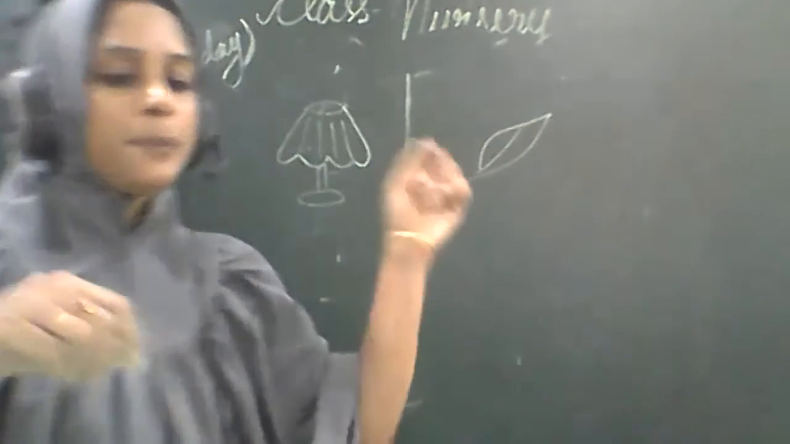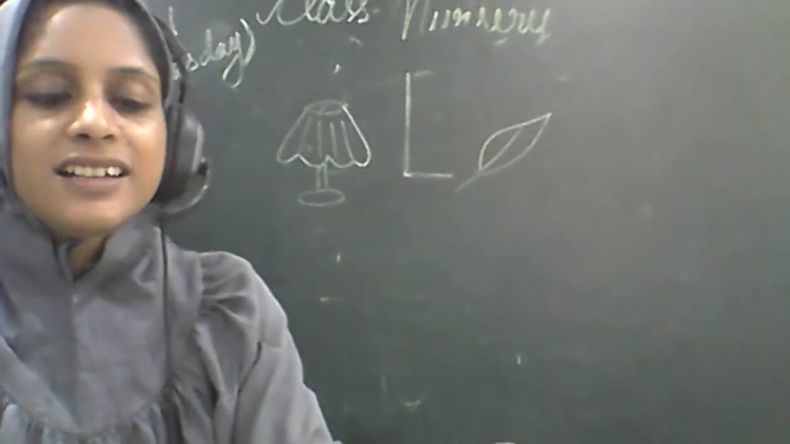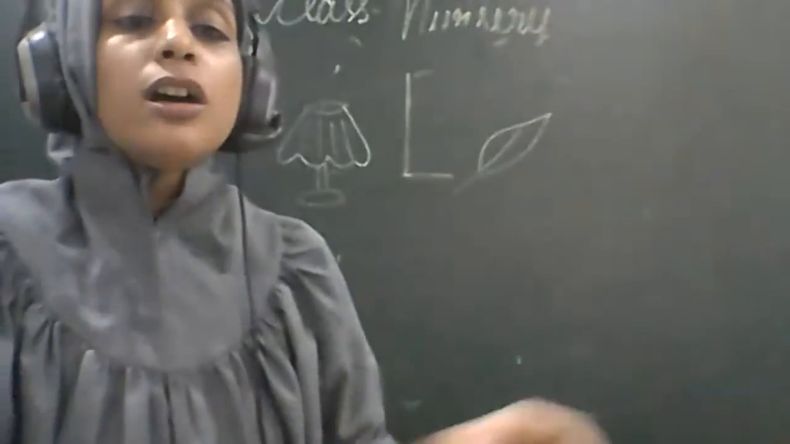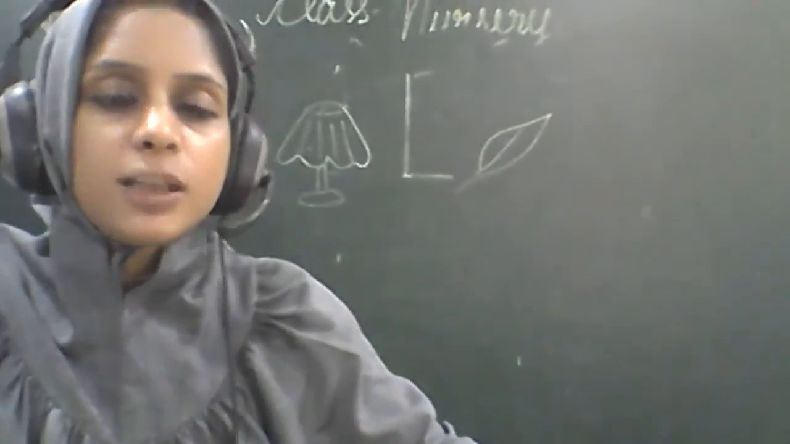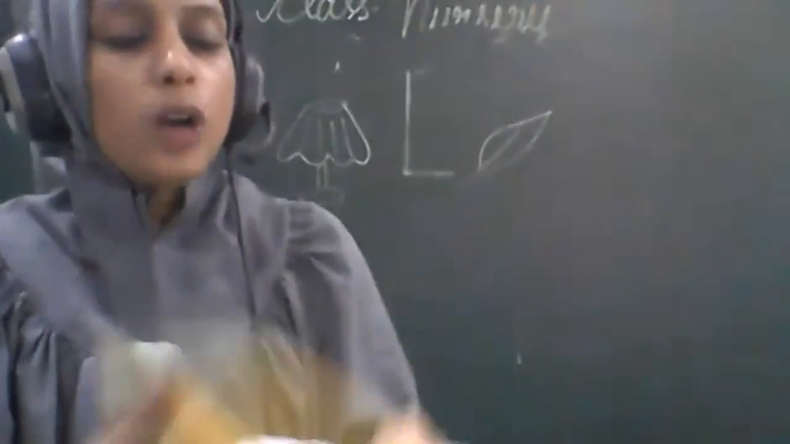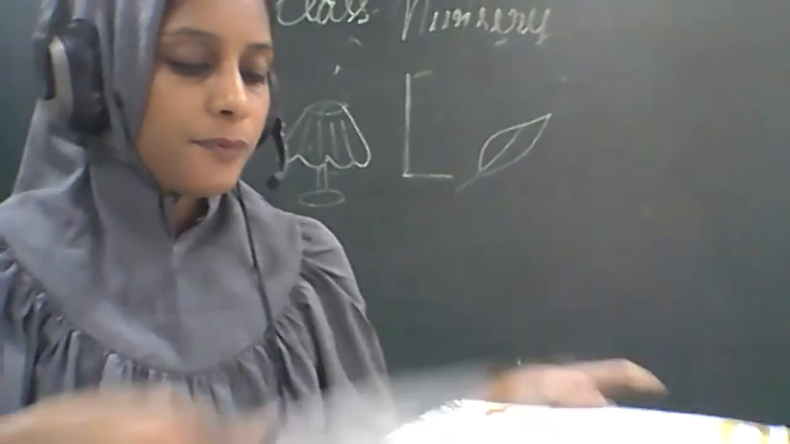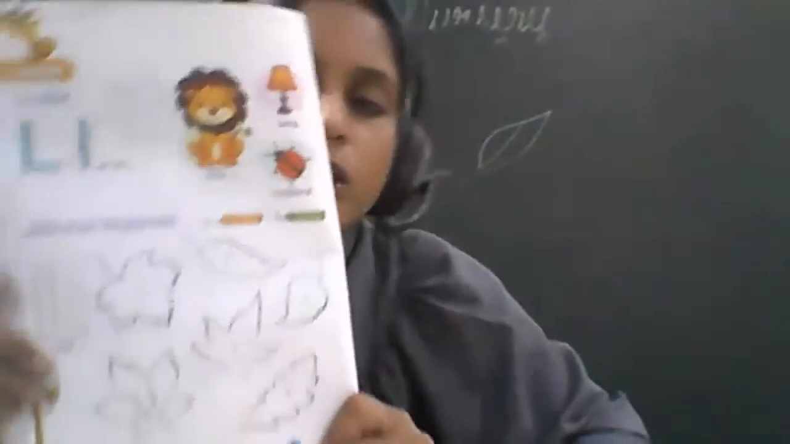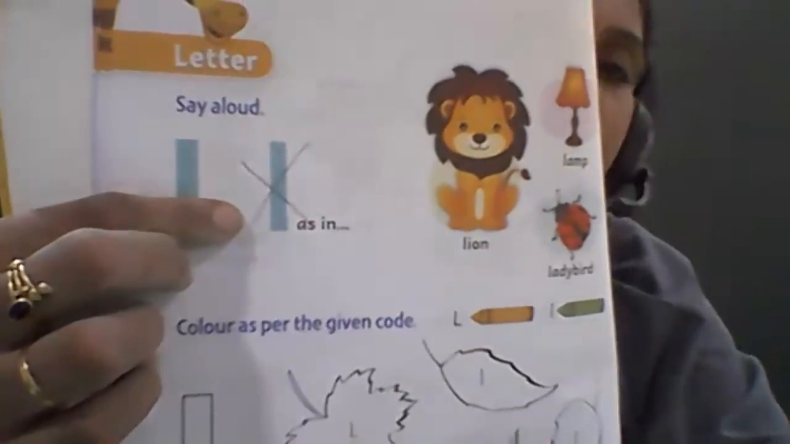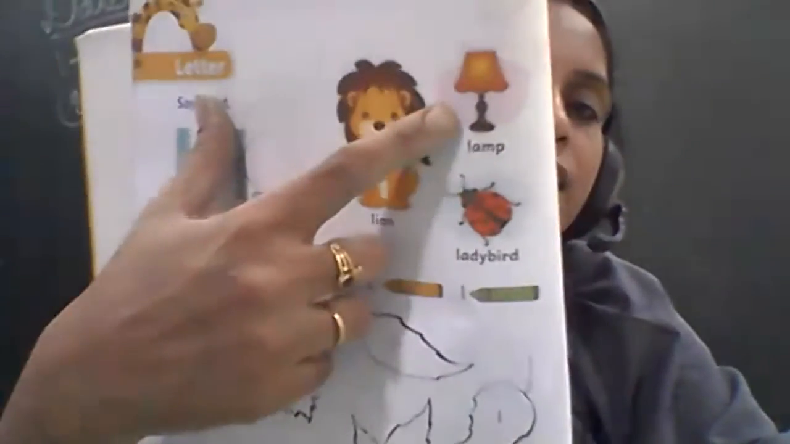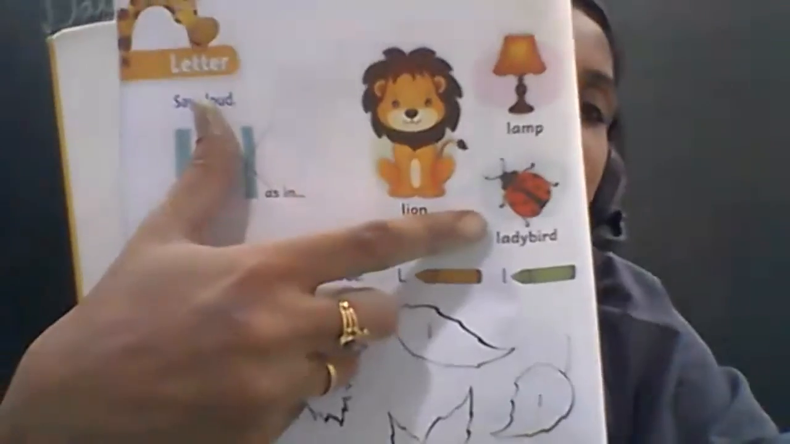Done? Okay. Just a minute. Color letter L. So, kids, after completing your literacy skill book, now in your literacy workbook, you have to open page number 12. Page number 12 in your literacy workbook. Both the books we used to complete, no, before also. So here, look, this is letter L. One standing line and sleeping line makes letter L. Ella lion. Ella lamp. And Ella ladybird.